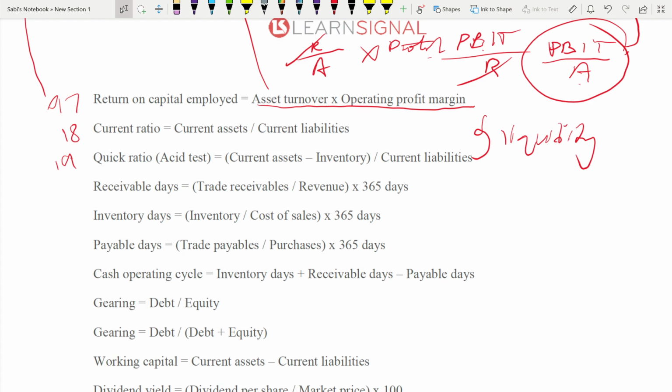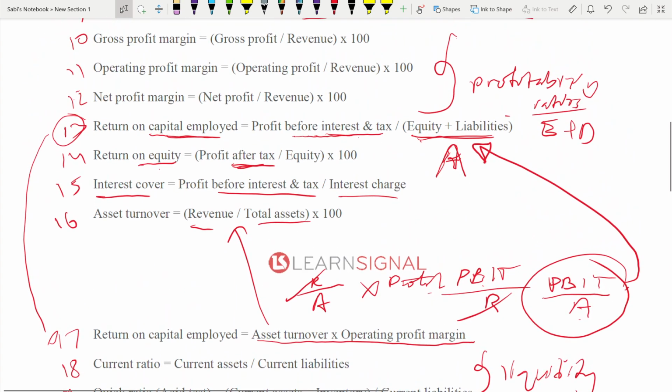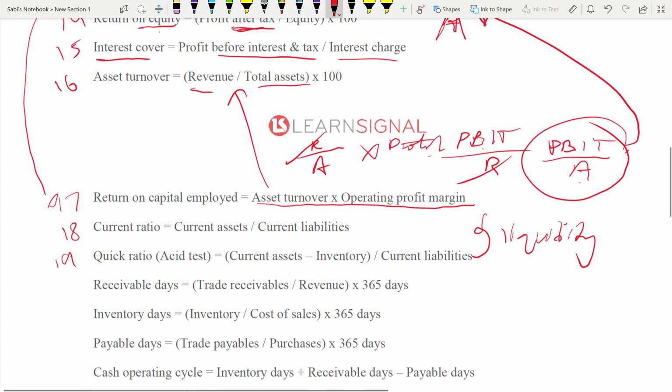Like this return on capital employed, the second method. Sometimes you will become very confused. Suddenly, because you have been memorizing return on capital employed as profit before interest and tax divided by equity plus liabilities, that means your capital employed. Now, suddenly, in your exam, you are given asset turnover and operating profit margin and you don't know what to do with them. So that should not be your position in the exam.